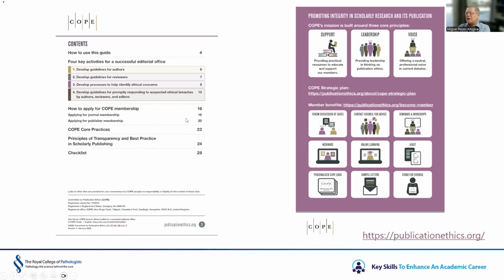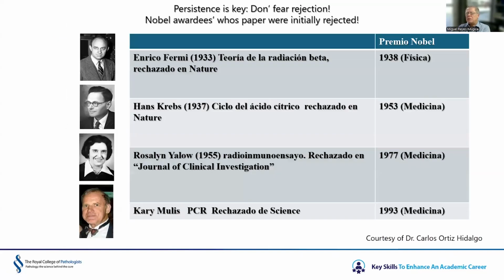Finally, remember that in the business of academia and publication, you have to be persistent. Persistence is the key. Don't fear rejection. These are examples of Nobel awardees whose papers were initially rejected. I'm sorry for the misspelling here. And as you can see, these are very well-known people that were initially rejected when they submitted their initial paper. So these are examples that you have to take into account to keep persistence in your work.